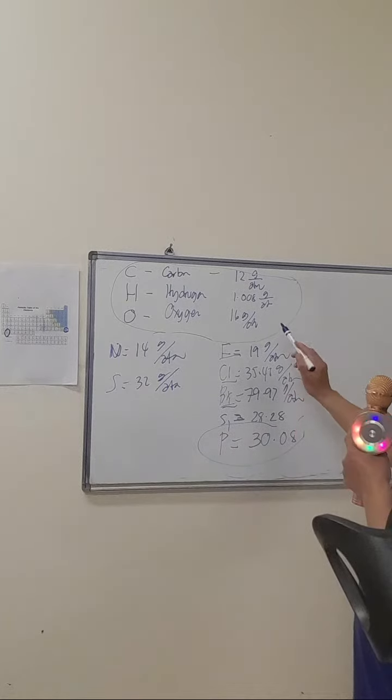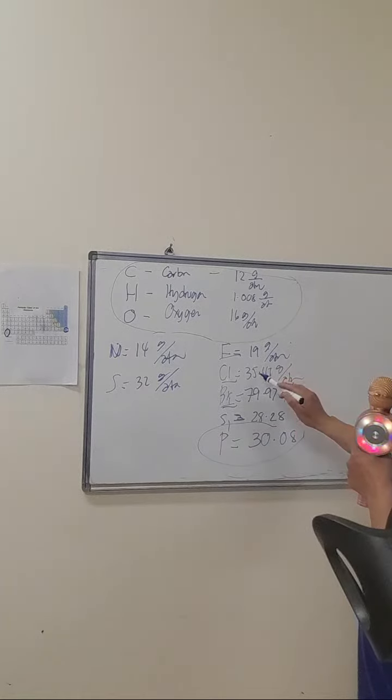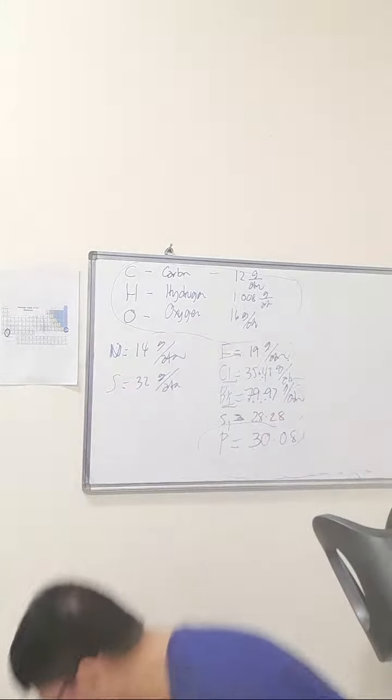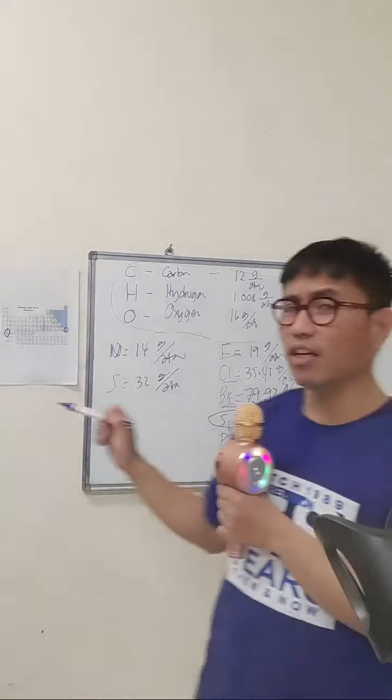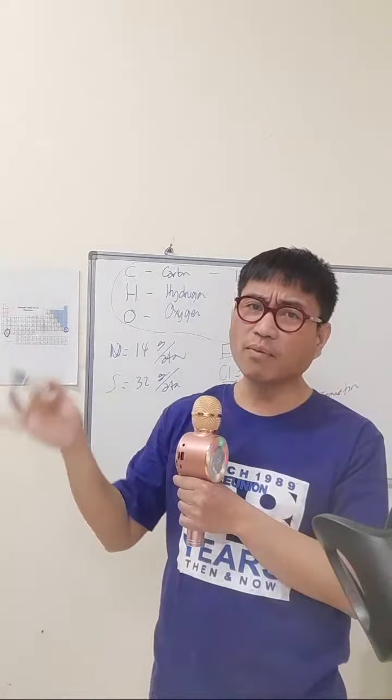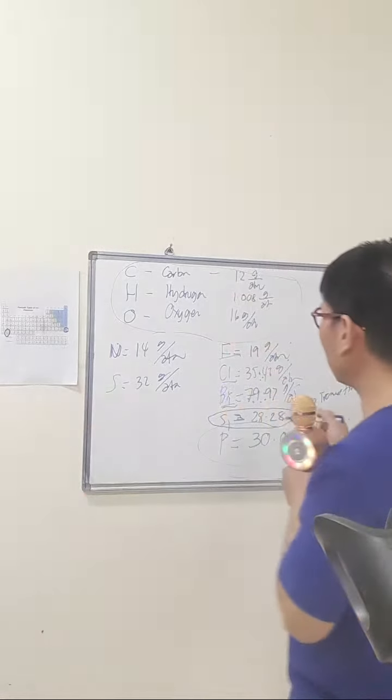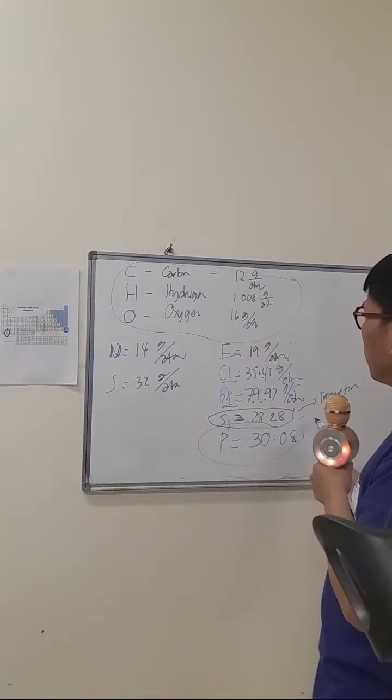So, fluorine, 19 grams per atom, chlorine, 35.45, bromine, 79.37. And then silicon, 28.28. Actually, silicon, guys, is a transition metal. What do you mean by transition? It could have multiple charges, starting with positive 1, positive 2, like that is transition. Phosphorus 30.08, and so on.